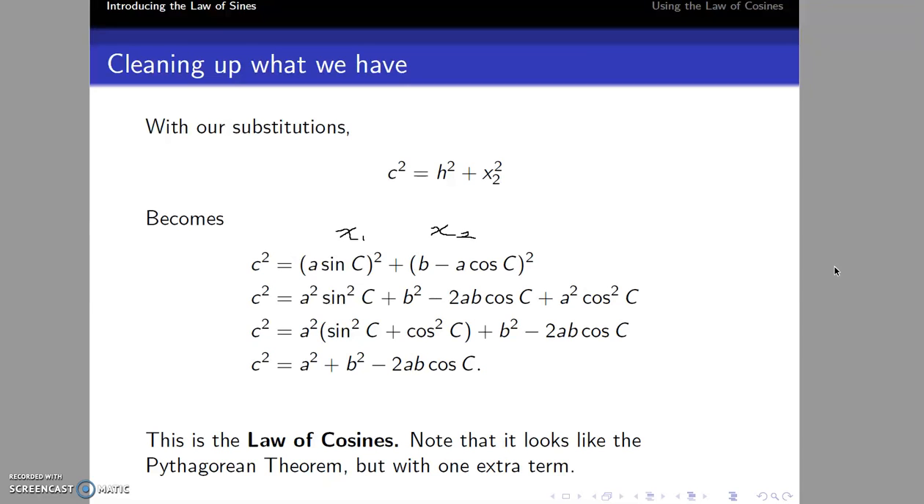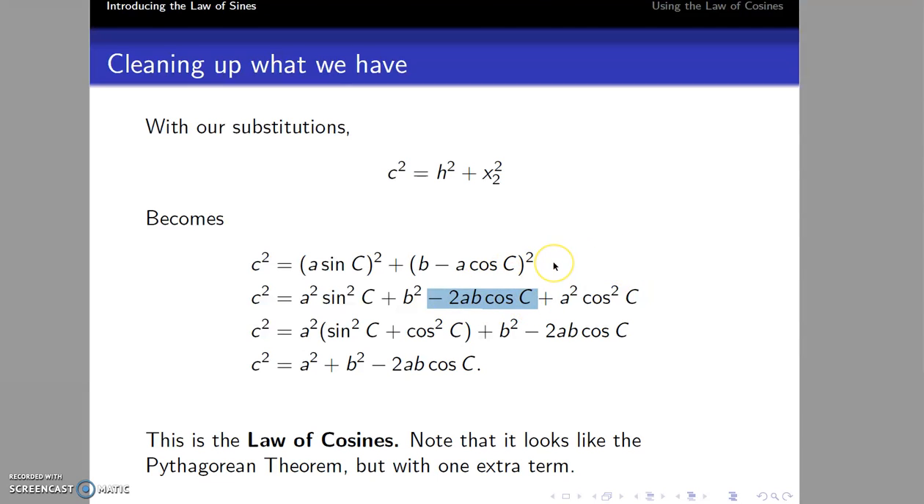Because when I square all this mess, when I square h, that means I'm squaring A sine C, I'm squaring all that. So A squares to A squared, sine C squares to sine squared of C. Then I am squaring x2. So B minus A cosine C is all being squared. And when I do that, I have B squared. I have A squared cosine squared C. But also I have this middle term, right?